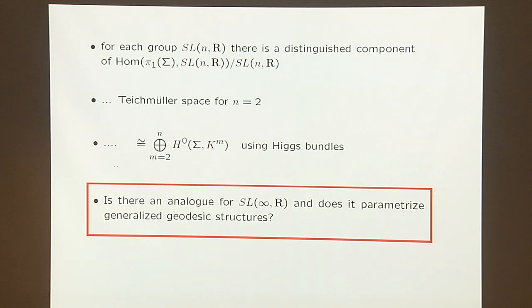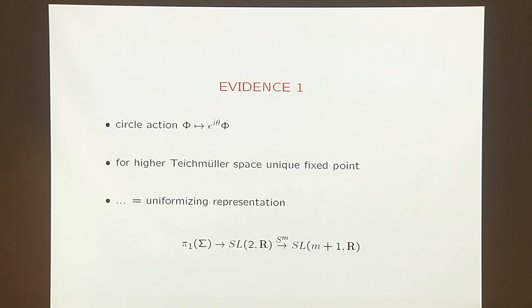And the mechanism would be the hyperkähler metric of the type I've described. Well, all I can do at the moment is to offer two pieces of evidence. So the first one is this: if we look at these higher Teichmüller spaces, then from the Higgs bundle point of view, there is a circle action on them. So for any Higgs bundle, there's always a circle action on the moduli space given by multiplying the Higgs field by e^{iθ}.